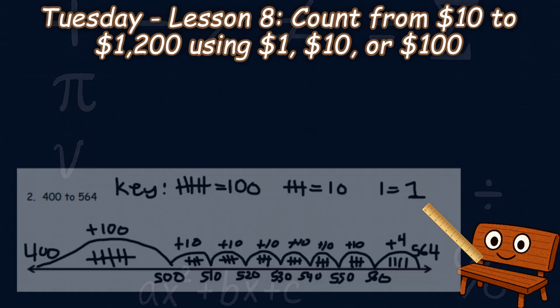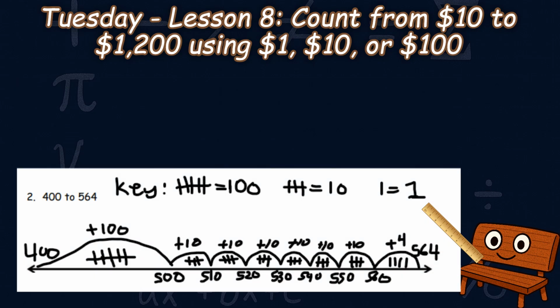Looking at number 2, we want to go from 400 all the way to 564. Well, I can fit a 100 in there. That'll put me at 500. I can't use another 100 because then I would be going over. I would be at 600. That's not where I want to end up. I want to end up at 564.